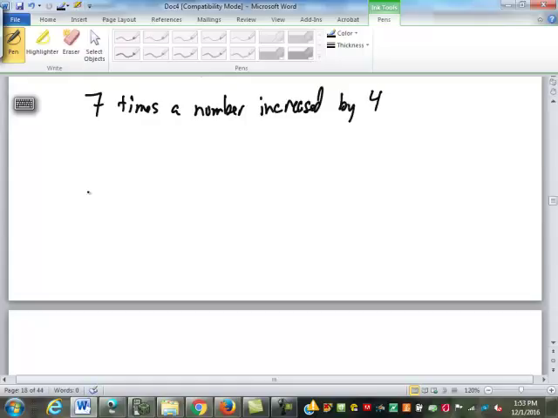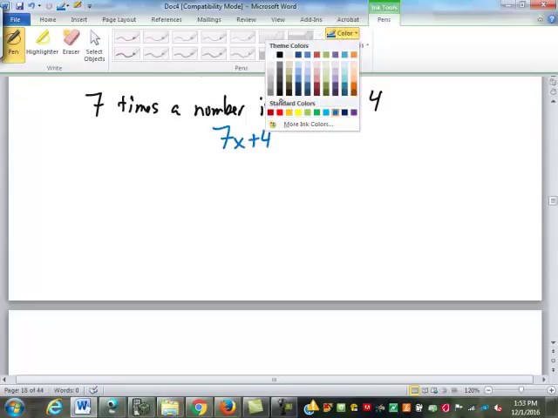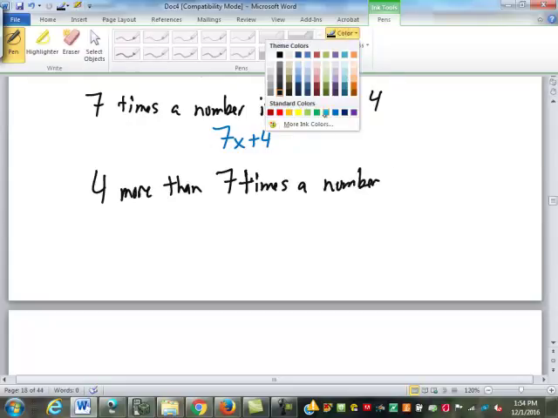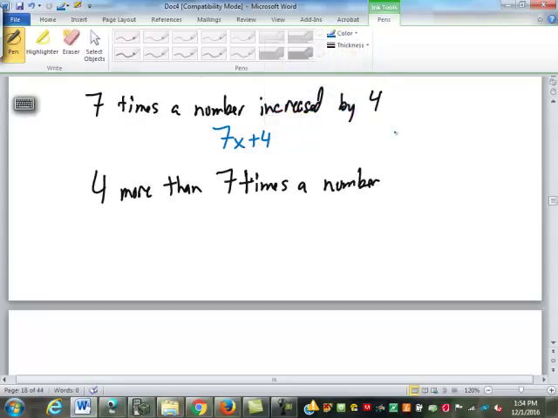Seven times the number increased by 4. What's that going to come out to be? 7x plus 4. Good. How about 4 more than 7 times the number? What's that one going to look like? 7x plus 4. Good.